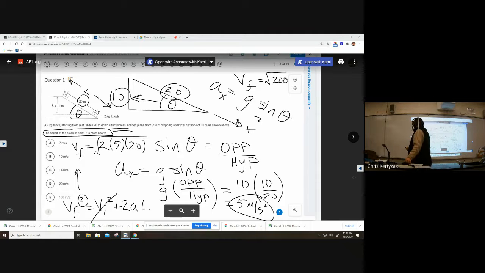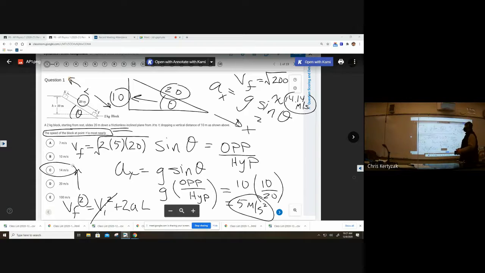When you do that out on a calculator, I believe it's somewhere around 14. Square root of 200. Yeah. So it's approximately 14. 14.14 is what I got on my calculator for the final speed at the bottom of the ramp, which puts our answer at C. Notice the question says the speed of the block at point Y is most nearly, so these are approximations. That's fine. All right, so let's move on.